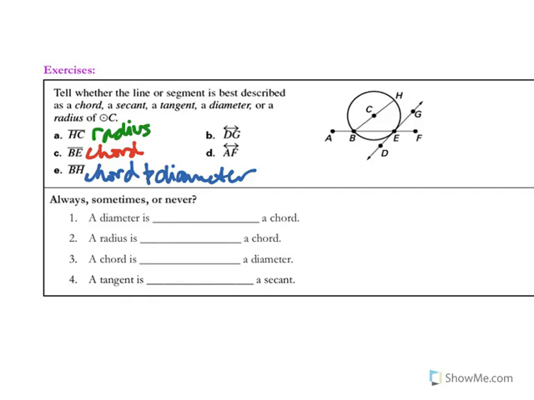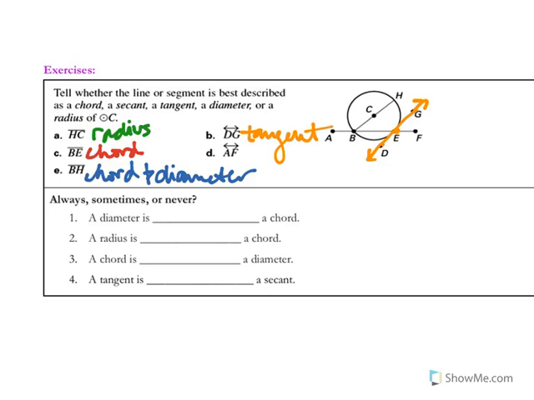Okay, we got two more lines to look at, and these ones are actually lines because they've got little arrows at the end. So DG uses the points D and G to refer to it, but it has arrows at each side. I know that it uses 2 points to name it, but how many points are on the circle? 1, which means that this is a tangent line.